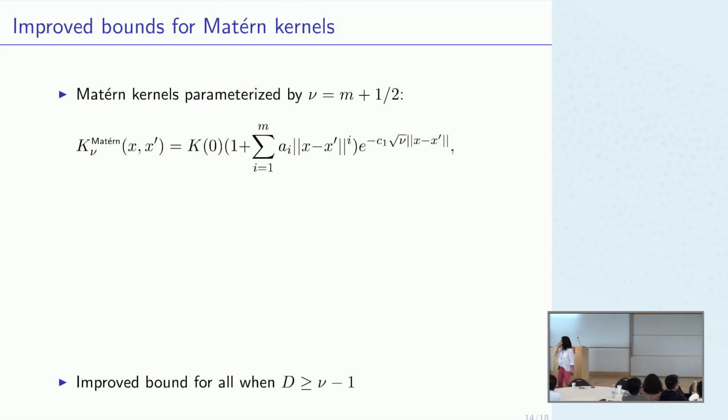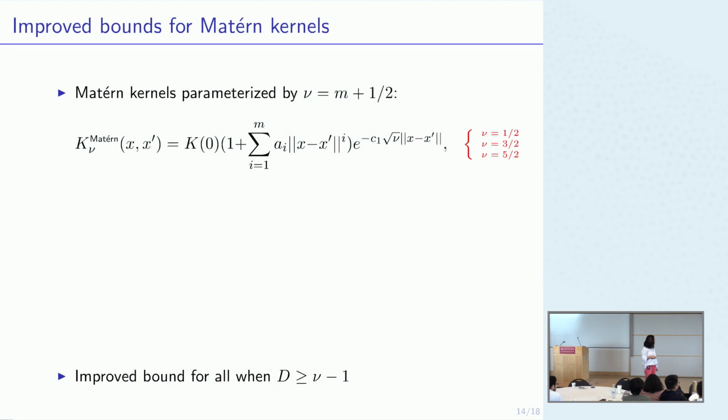I'll show you how this is actually better for the Matern kernel. Remember, this is the kernel that is relevant for us. This is basically showing the kernel for different parameters. The regret bound is improved for all dimensions larger than nu minus 1. Nu was the parameter of the Matern kernel, and I told you the relevant values are 1/2, 3/2, and 5/2. So this is saying for dimensions greater than 2, we have a strict improvement over known bounds.